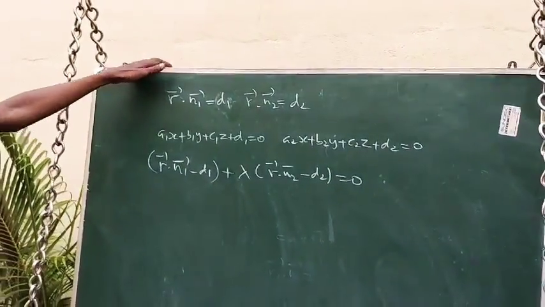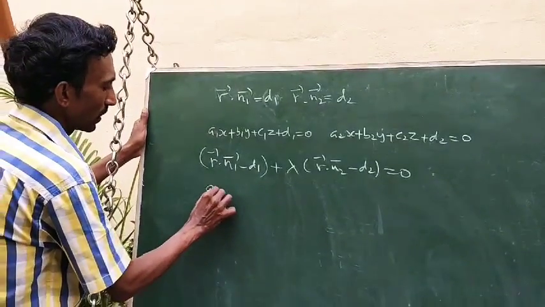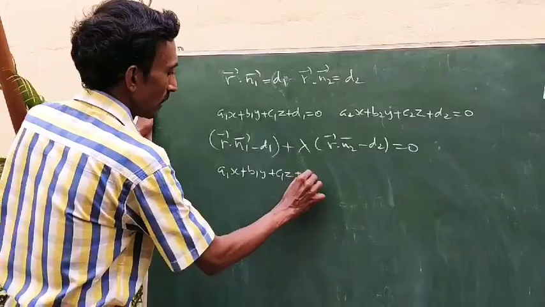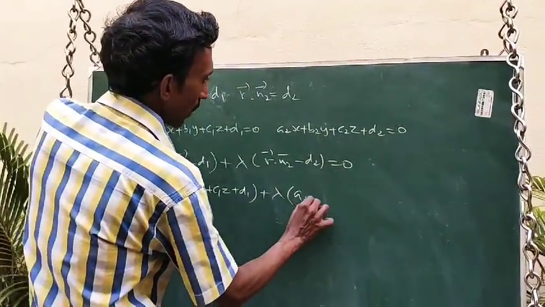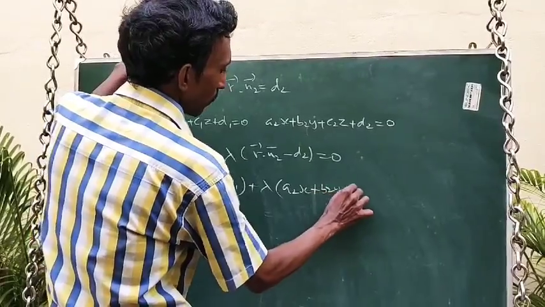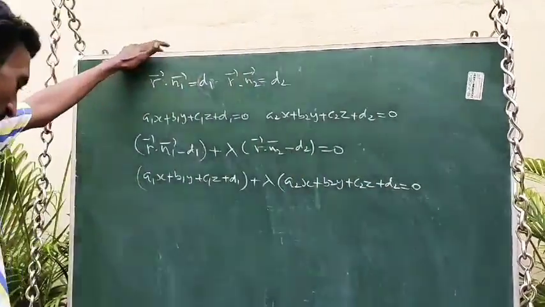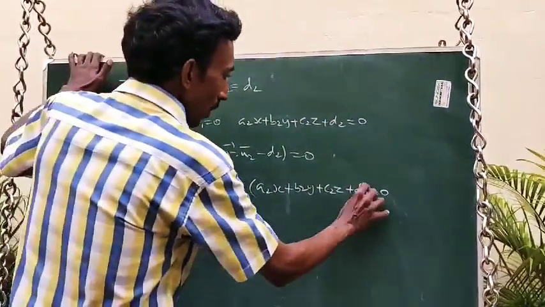Simply the linear combination of the two, or in the Cartesian form, means a1x plus b1y plus c1z plus d1 plus lambda into some other scalar into a2x plus b2y plus c2z plus d2. So derivation is not needed for us, just remember this. Just the linear combination.